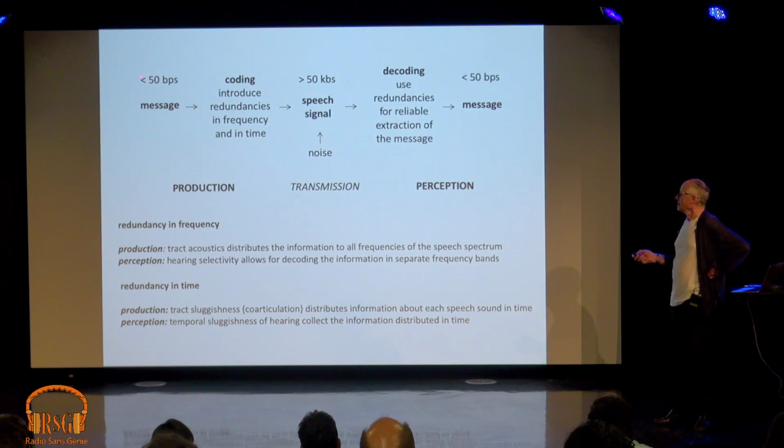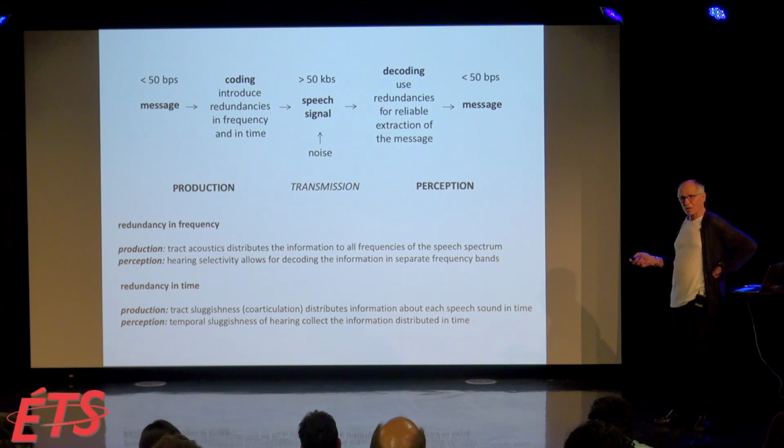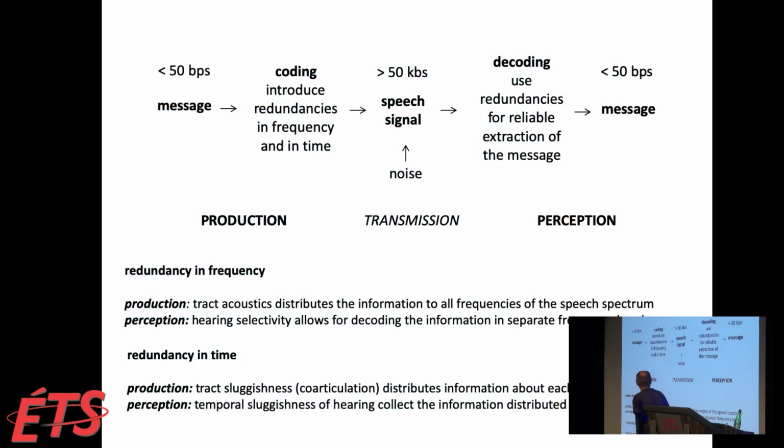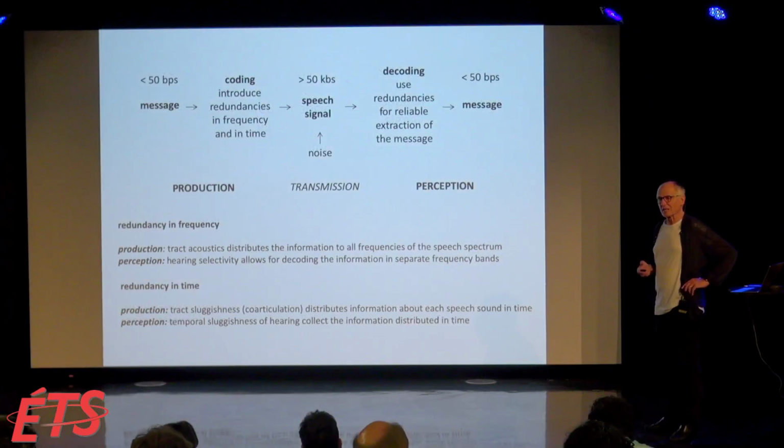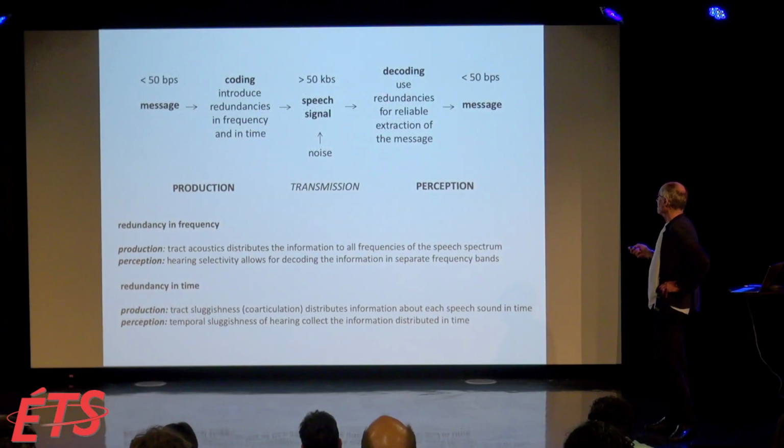You start with this information, 50 bits per second, but it goes into the coding, it goes into your speech production organs, and that introduces redundancies in frequency and in time. So what comes out is a speech signal with the redundancies built in. That's why you already are getting a much higher information rate. Comes the noise, but the message is being protected by the redundancies which you built in the speech production. And then it goes into the decoding.